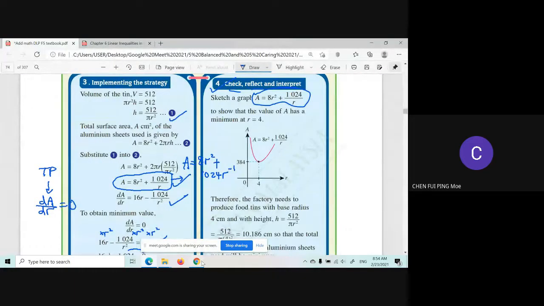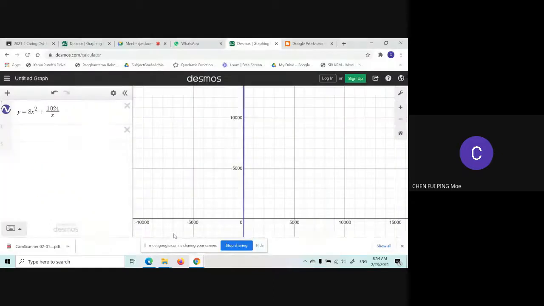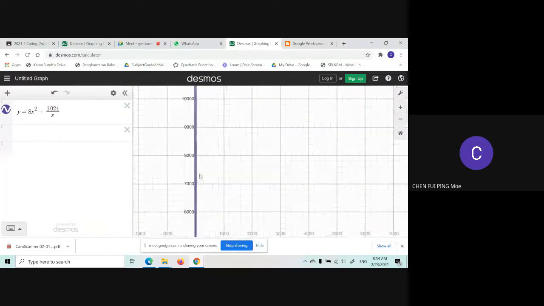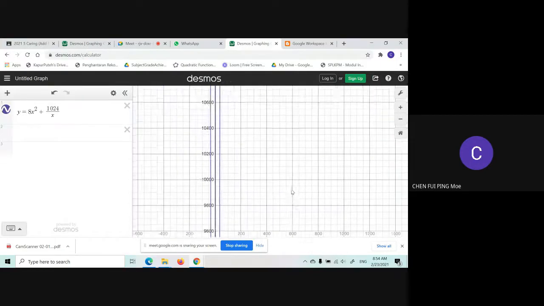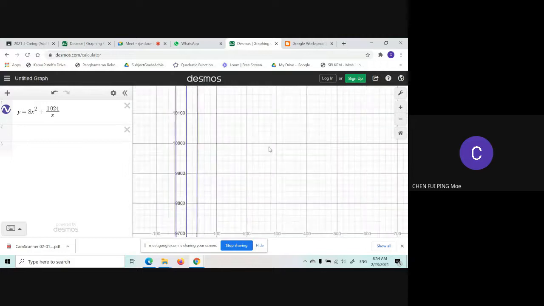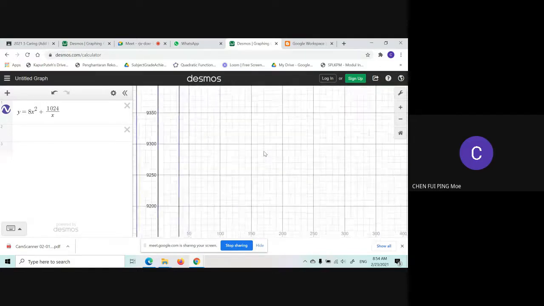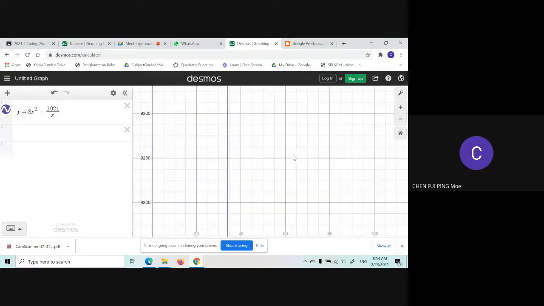Okay, so why is it like that? You will notice that here is 4, right? Here is 100 something. So you need to adjust a bit for the graph. So how do I adjust? I make it bigger, and then I try to drag. Look at the positive part. You try to drag it, make it bigger, so that you can see the shape later on.